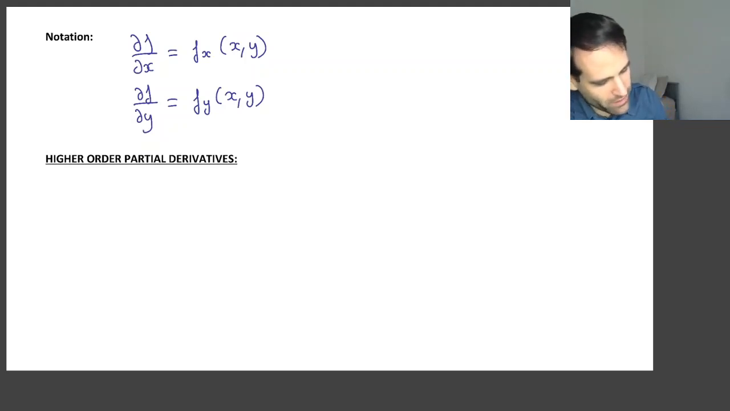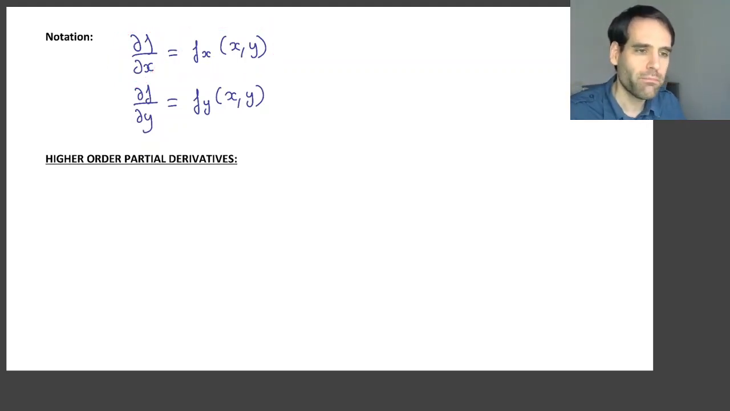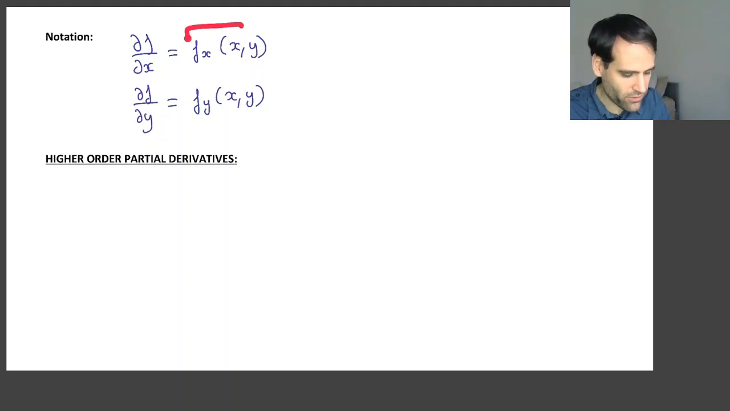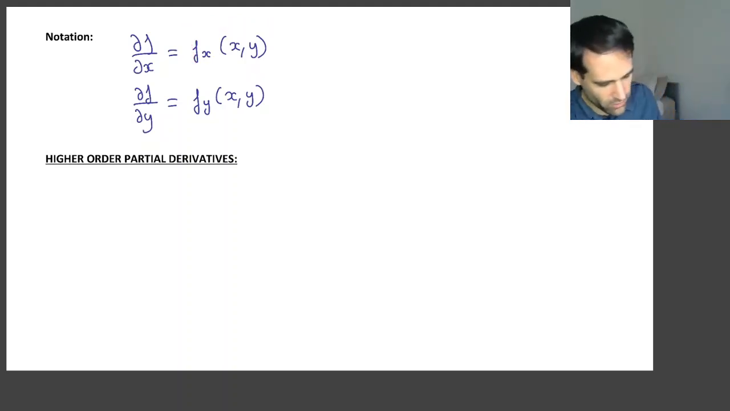The fact that the partial derivative of f with respect to x is itself a function of x and y means that to this function we can apply partial derivatives again. And this gives rise to the concept of higher order partial derivatives. Okay, so this is very simple.